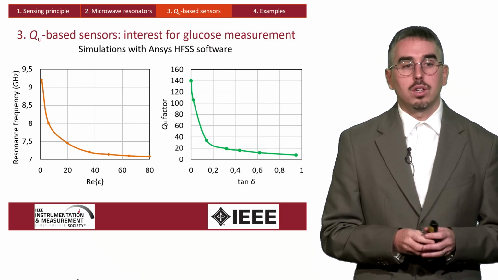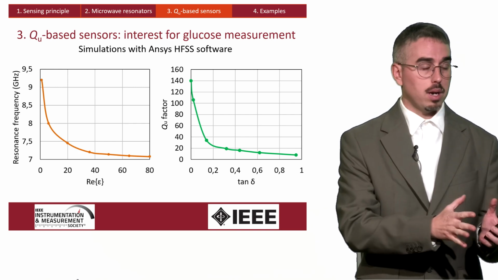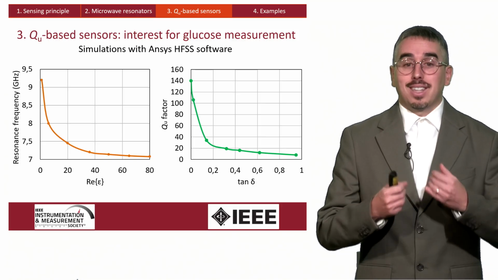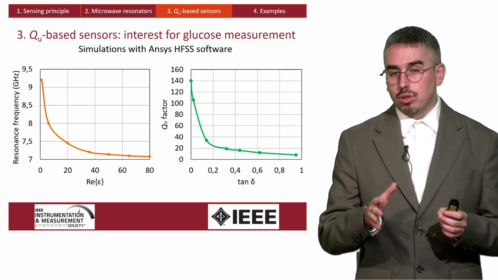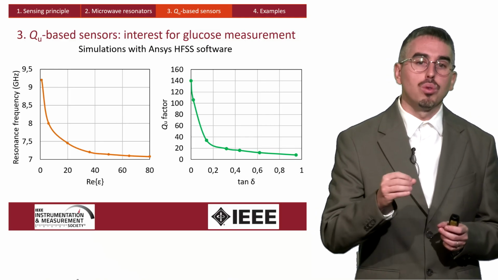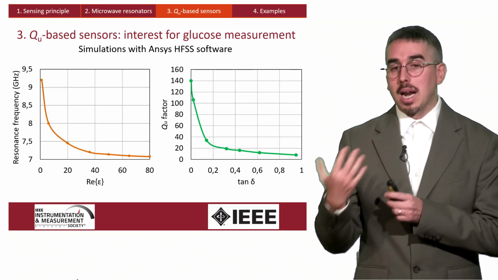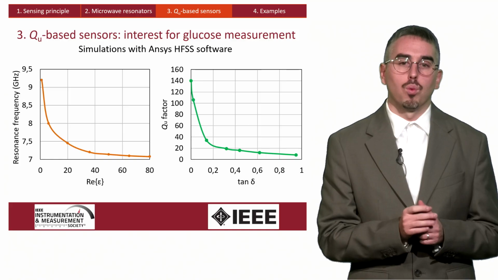So now we need to see which are the usual values of the real part of permittivity and loss tangent of the sample in our targeted samples. In this case, as a simplification, we will try to measure the glucose concentration in pure water solutions, which is a simplified case of blood, since blood is made of about 70%, 80% of water.